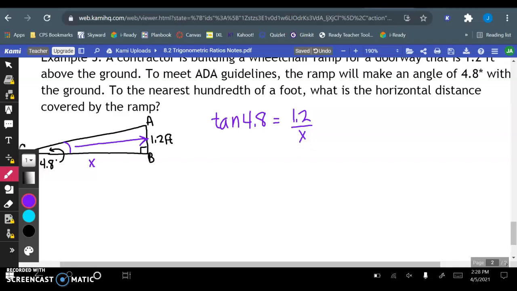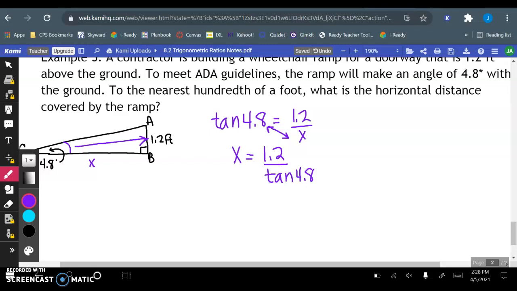Now in a couple other problems, you saw me multiply by x and then divide by the tangent of 4.8. So I'm going to show you a shortcut, and what we can do is just swap those two. So I'm going to put x equals 1.2 divided by the tangent of 4.8. These two get swapped. And that is the same thing as if I multiplied by x and then divided by tangent of 4.8. I'm trying to save you a little bit of time.